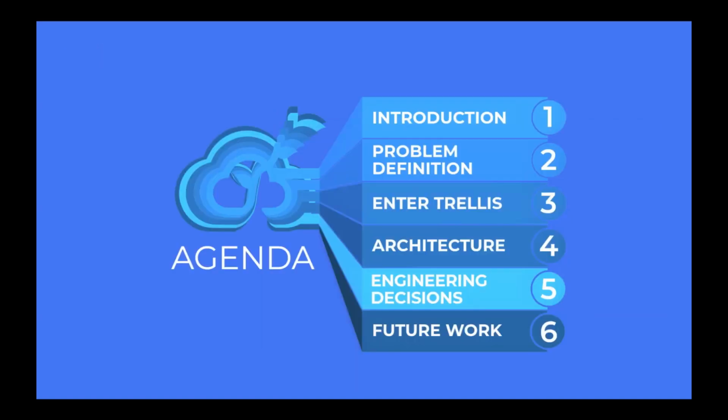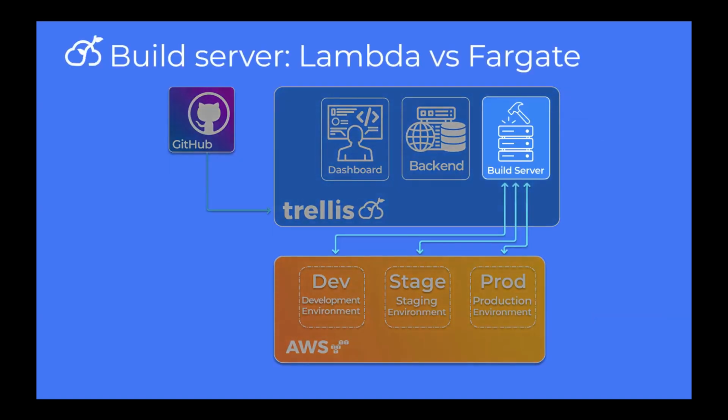All right, thank you, Martin. Now that you have an understanding of what Trellis does and its architecture, let us dive into the engineering decisions and the trade-offs we made while building Trellis. First, we're going to talk about the implementation of the build server. So as Martin mentioned, we wanted the entire Trellis application to conform to the serverless model. This means that compute resources are not left idle, but rather spun up on demand.